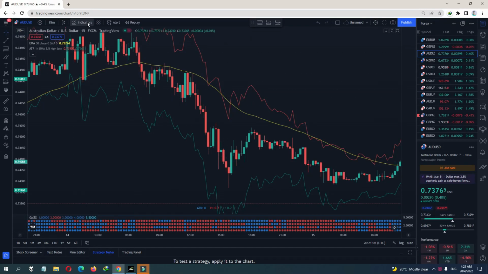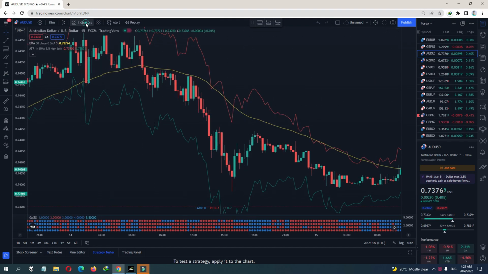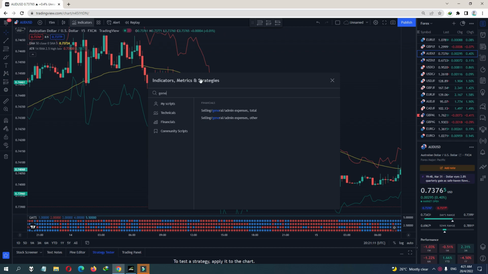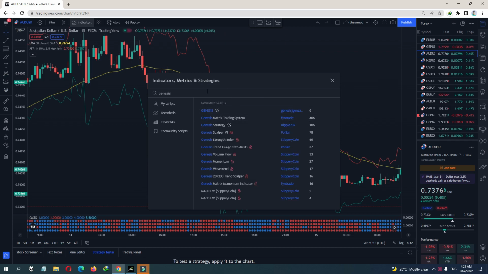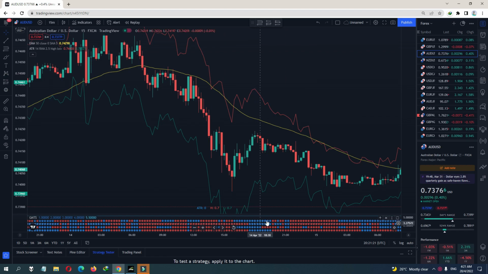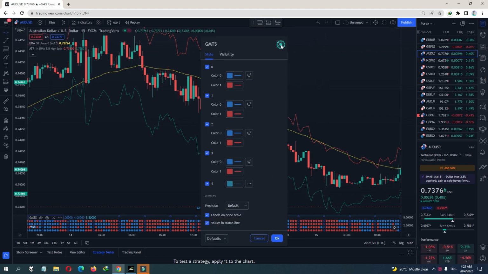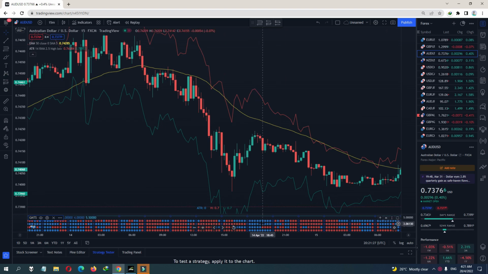Hello, in this video I'm going to show you a very underrated indicator. It's called Genesis Matrix Indicator. So it's this one, Genesis Matrix Trading System by FinTrade here. It's originally an MT4 indicator. Basically it's just 4 different indicators combined into one.